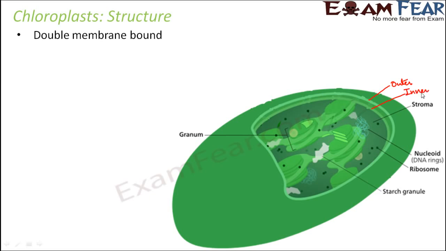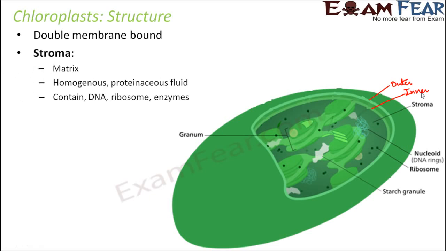So this membrane system helps to trap solar energy. As I said, the solar energy is trapped by the chloroplast because chlorophyll is present inside chloroplast. Now how this membrane helps to absorb solar energy or the light energy, that we will see later.